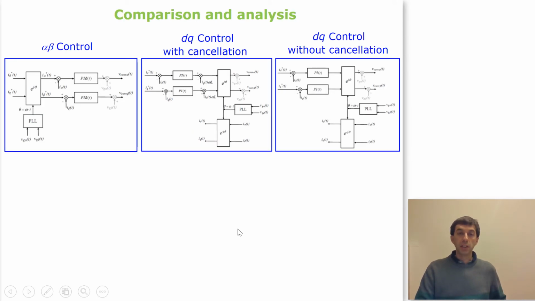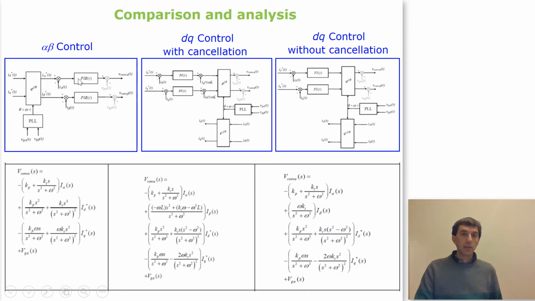So comparison and analysis. Just keep in mind that we have studied three controls: the control in alpha beta reference frame, and this is the block diagram; the control in DQ reference frame, and with cancellation of the coupling terms. So we use these feed-forward terms. And thirdly, we have also seen a variant of this control in DQ reference frame, but not using the feed-forward terms. So these are the three controls.